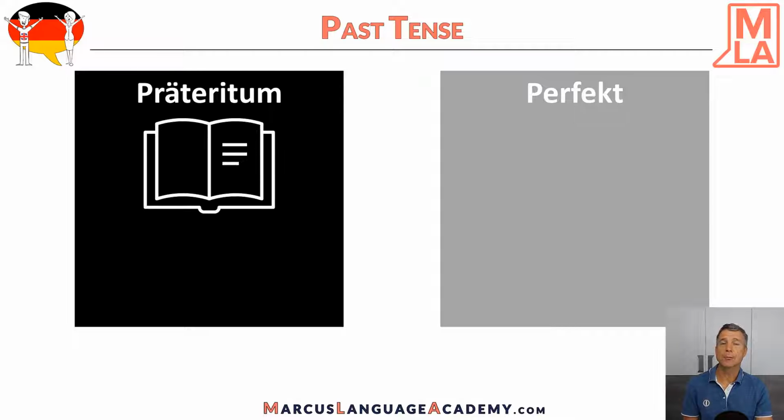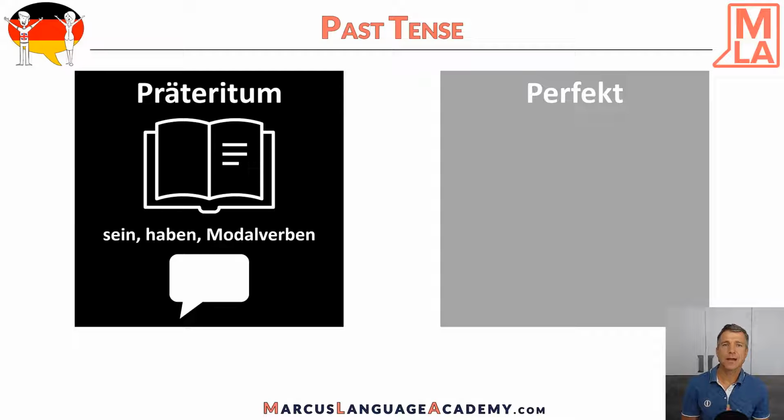Präteritum we use when we read a book, so it's the written language. And as well we use it with the verbs sein, haben and the modal verbs. So when we speak we also use Präteritum for those verbs. But everything else in the written language we would use Präteritum. So it's a little bit different to English, where we depend on the situation. Here it's more like a style.